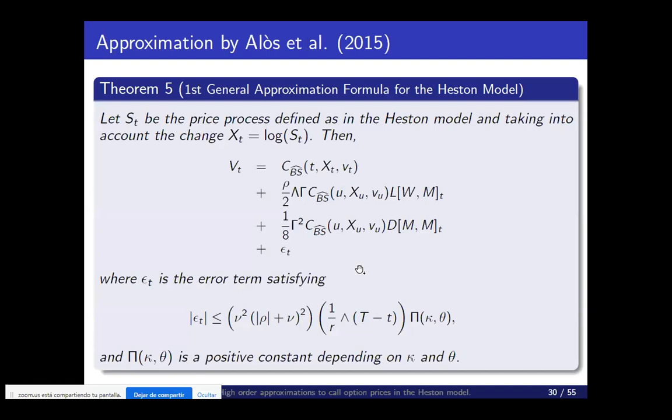So if we review the literature, in the paper of Alòs 2015 with Giuseppe, they already calculate which is the error term, which is the order of error of the first approximation. And the error was nu square rho plus nu square, okay? In fact, it was quite good.